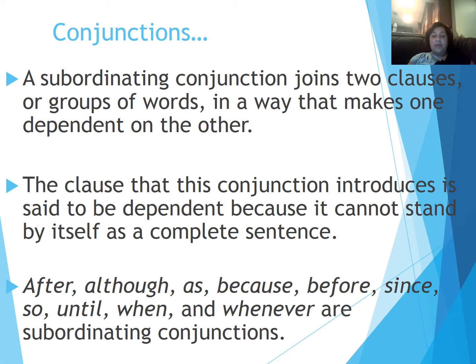All right, the next topic is still conjunctions, but this time we're talking about subordinating conjunctions. This is where two clauses or groups of words join to make one dependent on the other. The clause that this conjunction introduces is said to be dependent because it cannot stand alone by itself as a complete sentence. After, although, as, because, before, since, so, until, when, and whenever are all subordinating conjunctions.